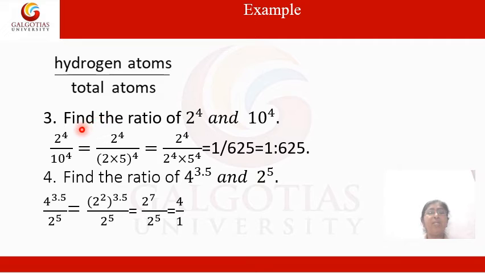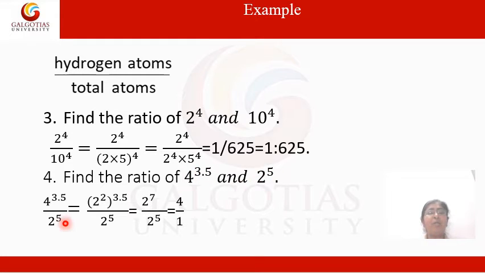Or take the example: find the ratio of 2 raised to power 4 and 10 raised to power 4. You find 2 raised to power 4 divided by 10 raised to power 4. Now 10 may be written as 2 into 5. So 2 raised to power 4 over 2 raised to power 4 times 5 raised to power 4. The 2 raised to power 4 cancels, so you are left with 1 by 625, or 1 is to 625. This is the ratio.